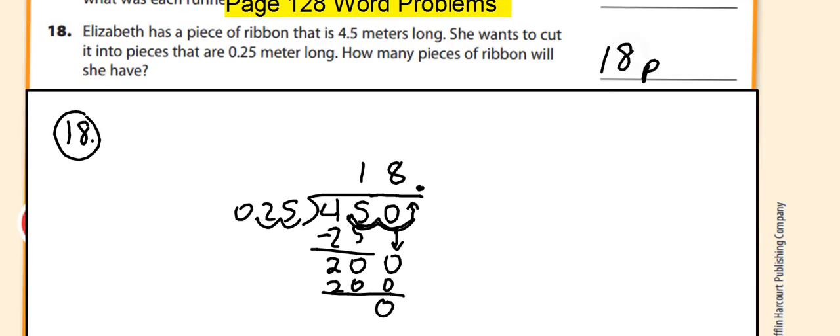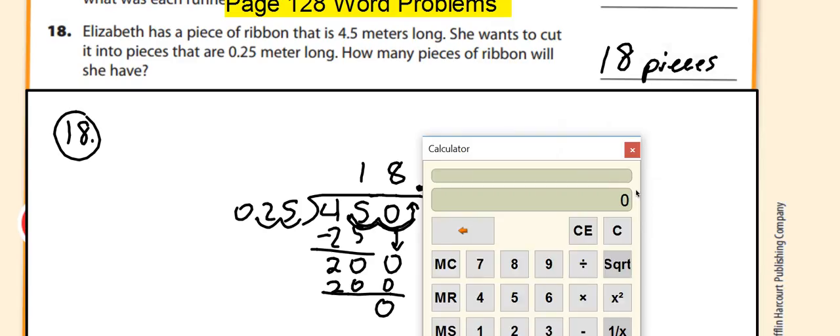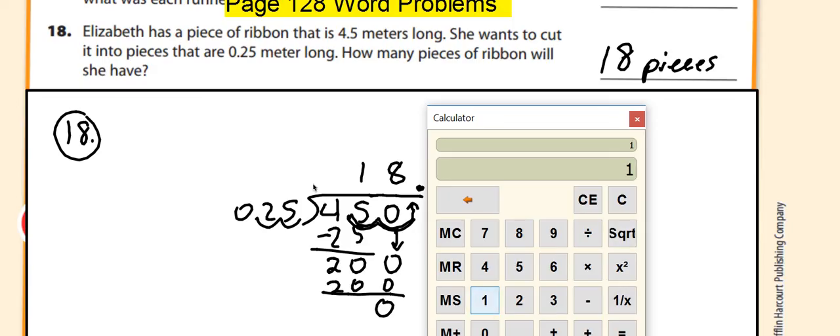On all of these other problems, we have checked on our calculator, so we'll do that here as well. One way to do that is to multiply your quotient, 18, by your divisor, 0.25, and you expect it to be your dividend, which is 4.5. So that is correct.